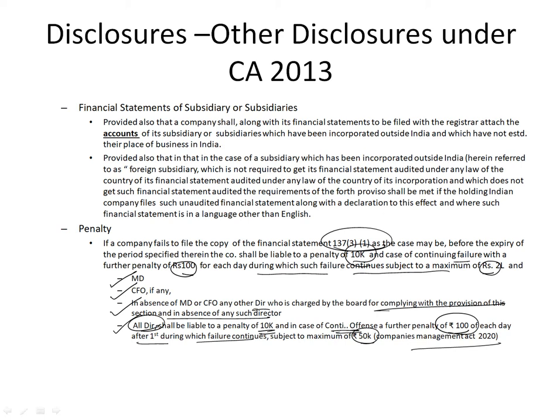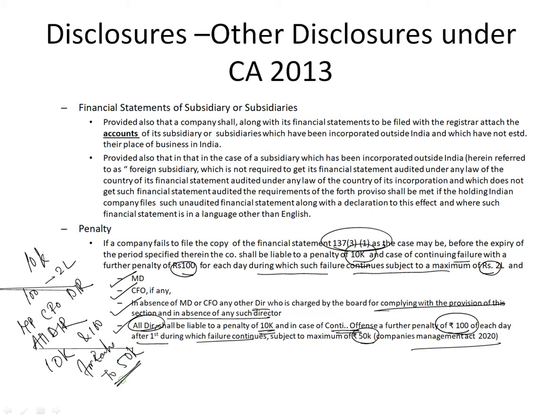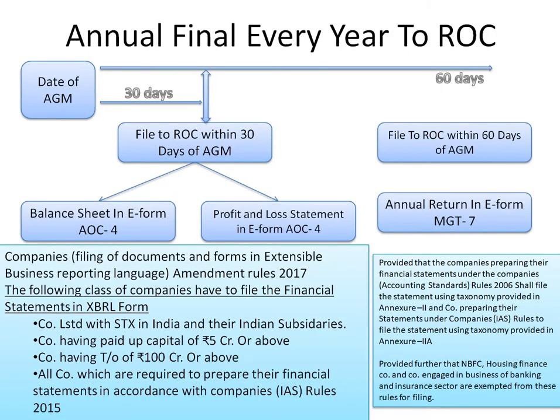So breaking this down again, a 10k fine for the company, and in case of continuous default 100 rupees per day up to 2 lakhs. For the other persons, maybe MD, if any, CFO, if any, director accountable, if any, or all directors, a penalty of 10k, that is 10,000, and 100 for each day in case of continuous default up to 50k. That's how it looks.